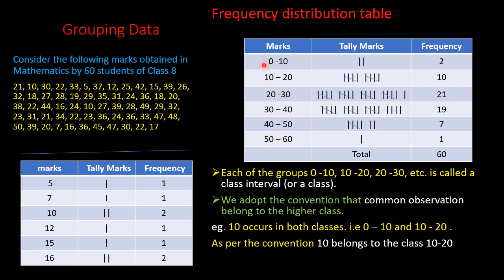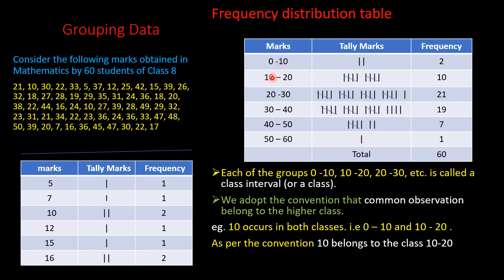Here, how many classes do we have? 1, 2, 3, 4, 5, 6. So we have 6 classes or 6 class intervals. Consider these two classes: 0 to 10 and 10 to 20. See children, 10 is common here. It is a common observation.